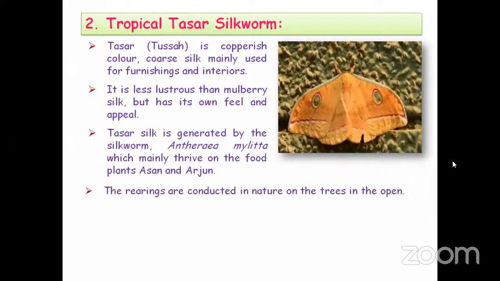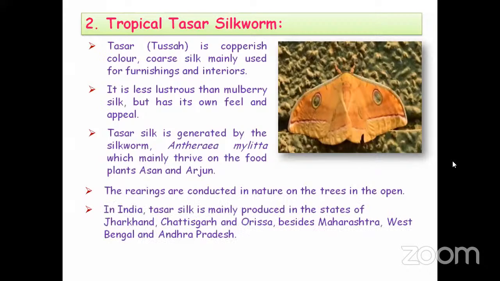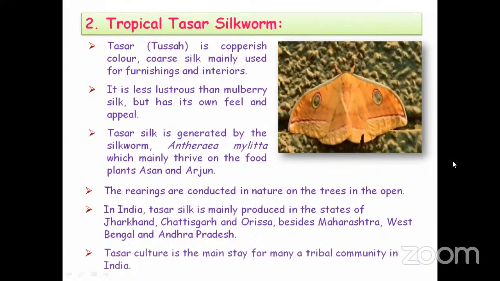So in the case of the mulberry silkworm, it is reared indoors only, not outdoors. But the tropical tussar silkworm is reared in nature on trees in the open. And in India, this type of silk is mostly produced in Jharkhand, Chhattisgarh, Orissa, and also some parts of Maharashtra, West Bengal, and Andhra Pradesh. And this tussar culture is the mainstay of many tribal communities in India.